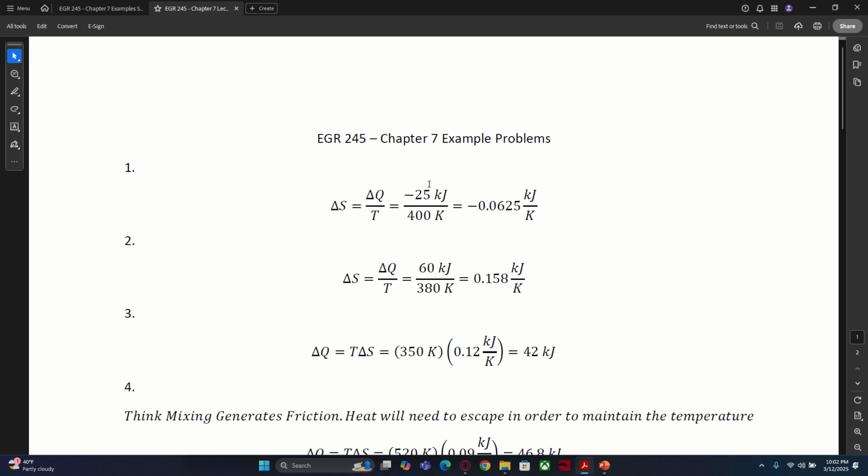So negative 25 kilojoules of heat divided by 400 Kelvin gets us our answer of negative 0.0625 kilojoules per Kelvin. And this would be the official unit for entropy, a unit in terms of energy per temperature.